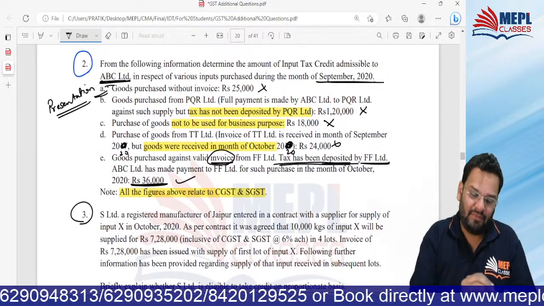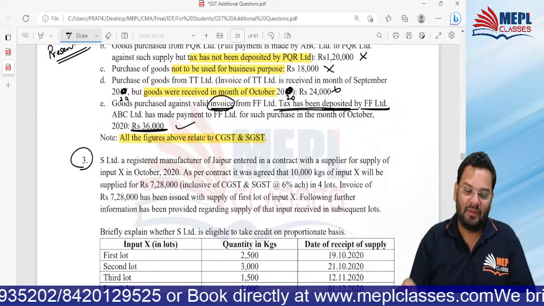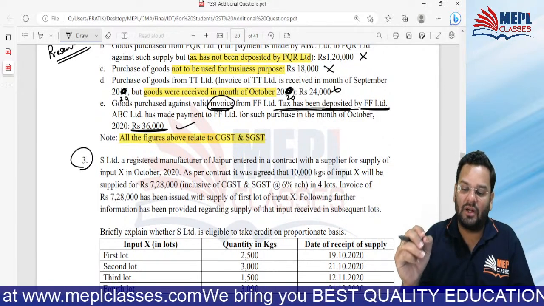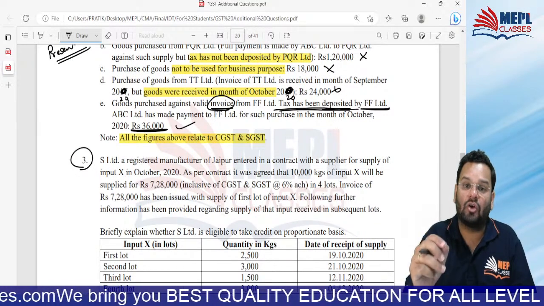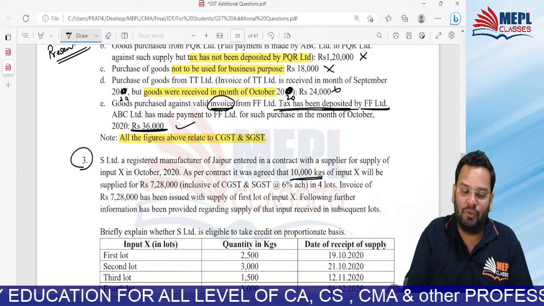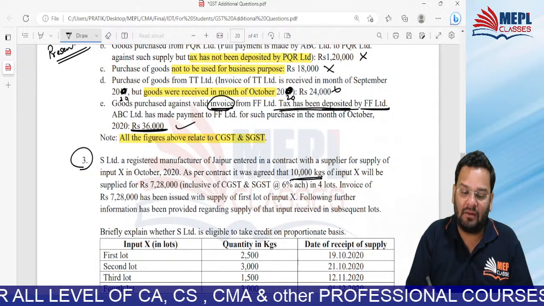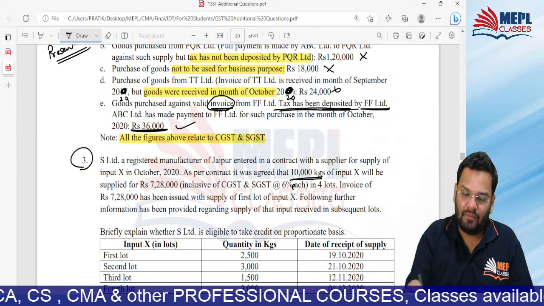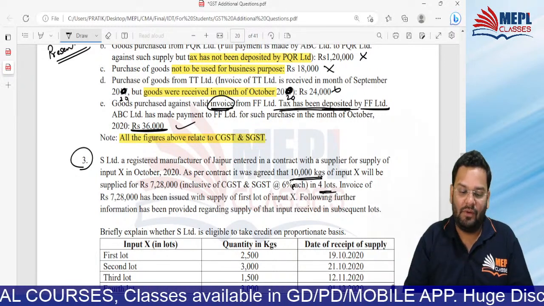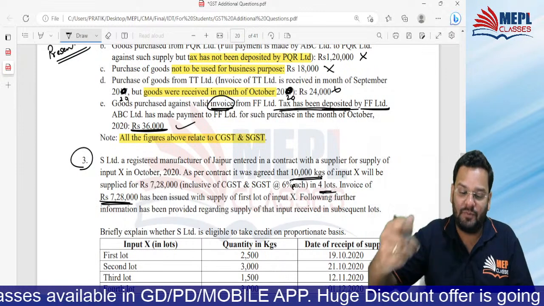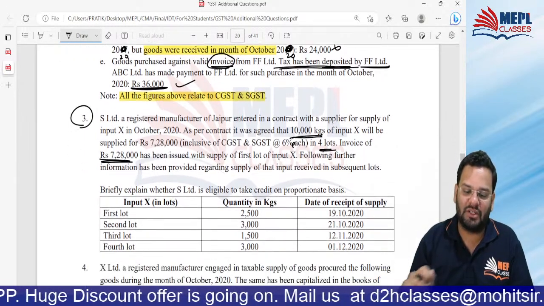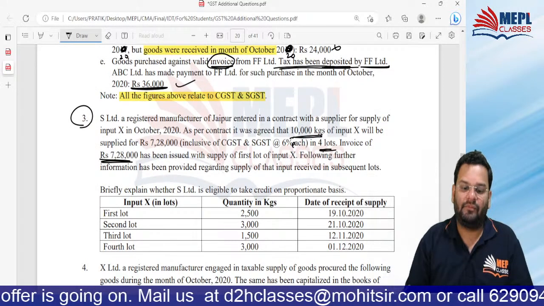Third question. S Limited, registered manufacturer of Jaipur, entered into a contract with a supplier for supply of input X in October 2020. As per contract, it was agreed that 10,000 kgs of input X will be supplied for 7,28,000, inclusive of CGST, SGST at 6% each, in 4 lots. Invoice of 7,28,000 has been issued with supply of first lot of input X. Following further information has been given.